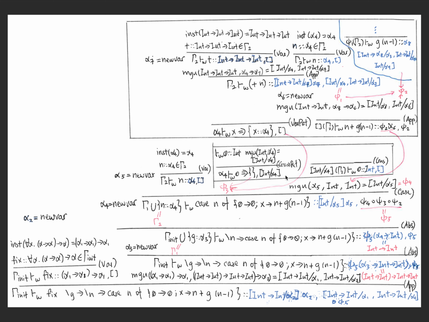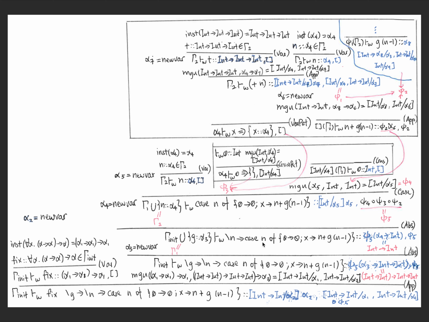So let's call this psi 4. At the same time, we also collected the substitutions from all the individual pattern inferences. Let's say this empty substitution, as well as this one that replaces alpha 4 with int. Let's call this psi 3, and we compose psi 4, which is this one, with psi 3 and psi 2. Psi 2 is coming from here, and we're going to apply this substitution to alpha 5, which is the output type of this case expression. That will give us the information that replaces alpha 5 with int. So this will become int, which means that the case expression has type int, and the return type substitution is psi 5.